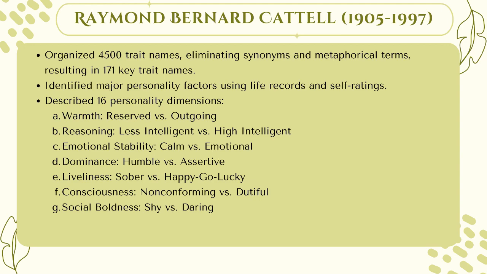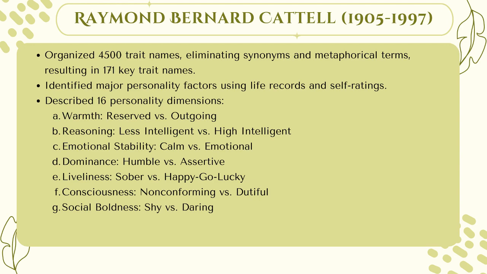Raymond Bernard Cattell, 1905 to 1997. Cattell, 1943, organized a set of 4,500 trait names from various sources. He then removed obvious synonyms and metaphorical terms until he reduced this to 171 key trait names. Drawing from people's life records and self-ratings, Cattell identified major personality factors both within individuals and across people in general.